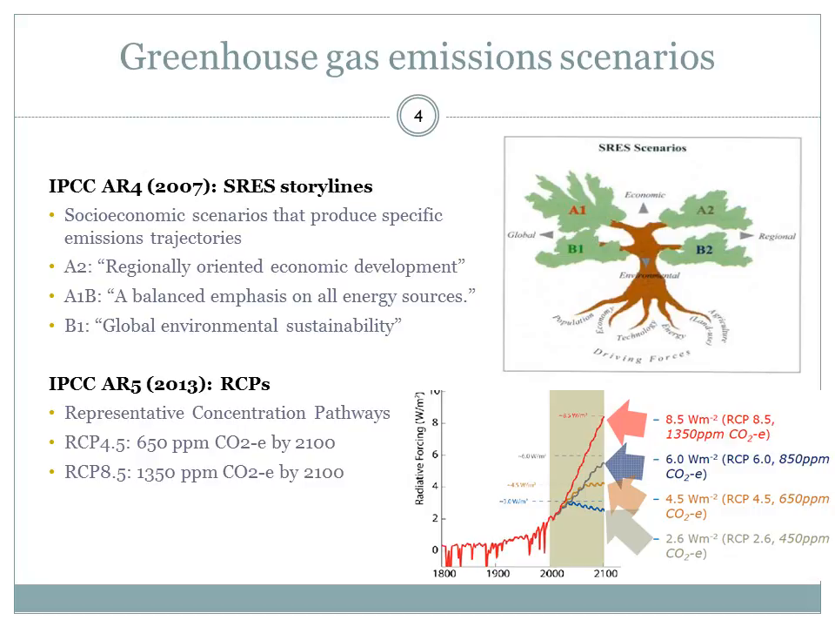The first is 4.5, and the units on that are watts per square meter. It's a unit of atmospheric forcing. And the stabilization target by 2100 is 650 parts per million of CO2 equivalents. RCP 8.5, which is 8.5 watts per square meter of forcing, stabilizes at 1350 parts per million. So a much, much higher outcome, which results in much larger increases in temperature, as can be seen on the graphic to the right.